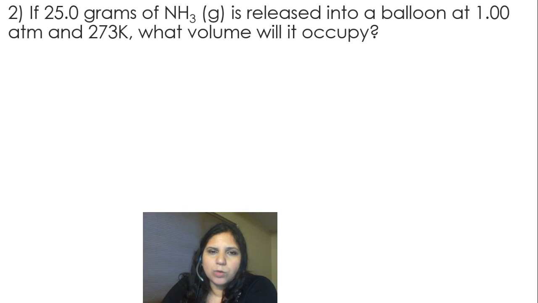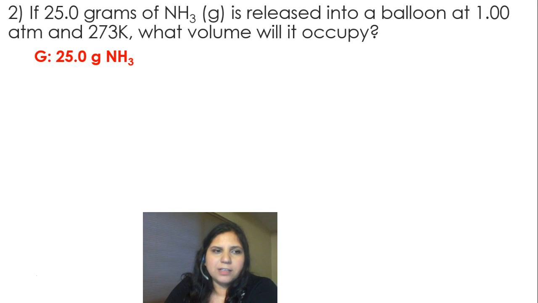Next one. If 25 grams of ammonia gas is released into a balloon at 1 atmosphere and 273 Kelvin, what volume will it occupy? The conditions are given here for pressure and temperature so that you know it's at STP. It's at 1 atmosphere and 273 Kelvin. So our given is 25.0 grams of ammonia, and our unknown, how many liters still of ammonia?